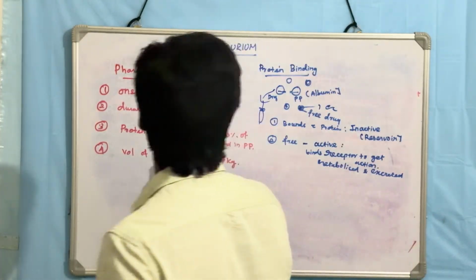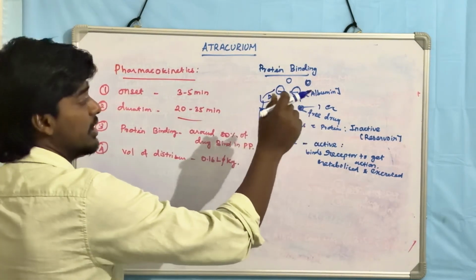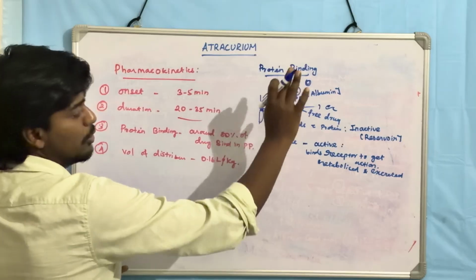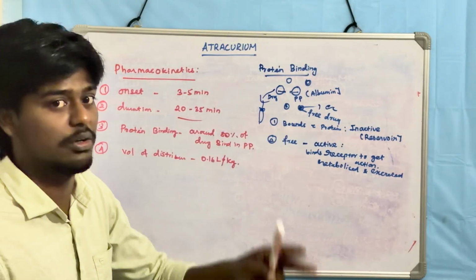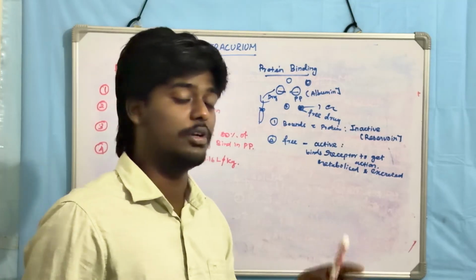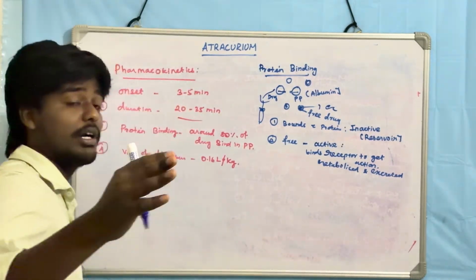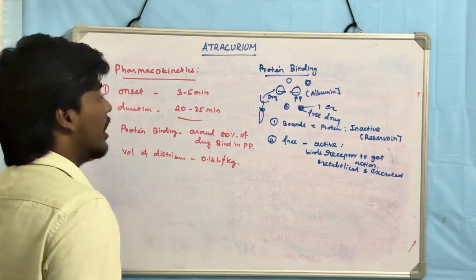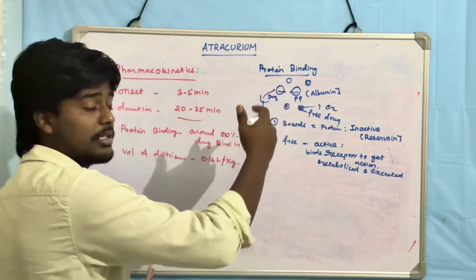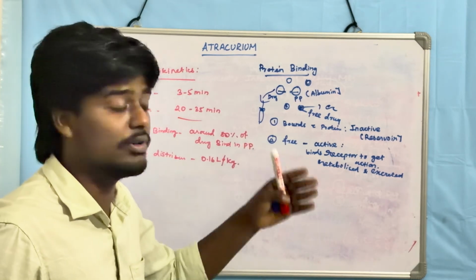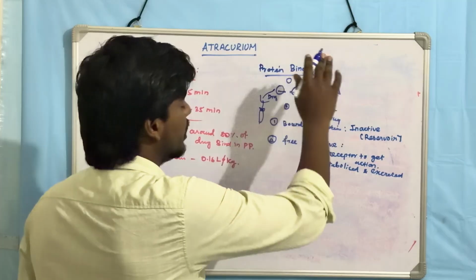In Atracurium, 80% of the drug is bound to the protein, and only 20% is free. That 20% acts on the acetylcholine receptors and makes the action, then metabolism and excretion. After that, the 80% of the drug is gradually released from the plasma protein. So this is the protein binding function.